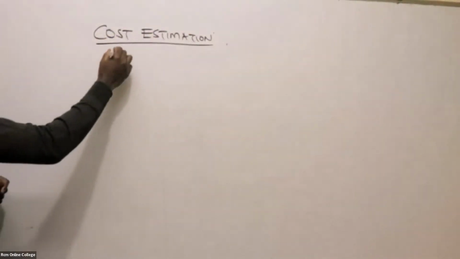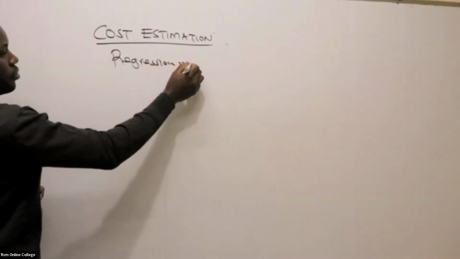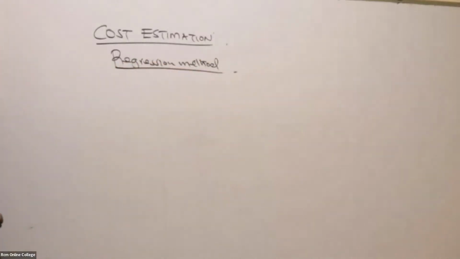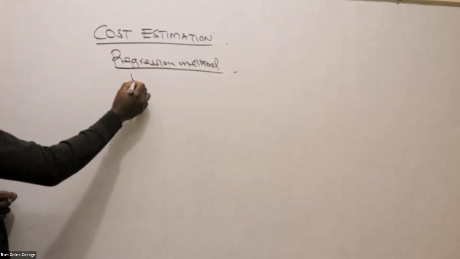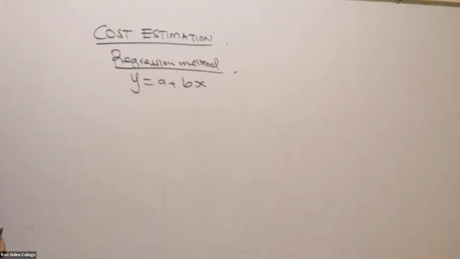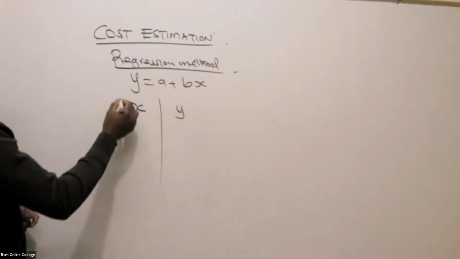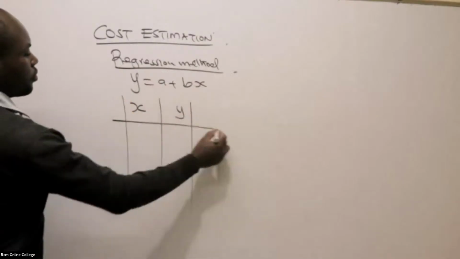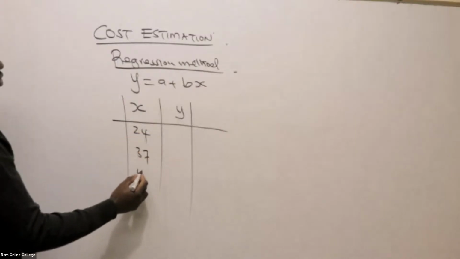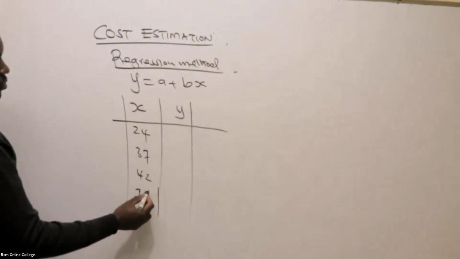And this key method called regression. Right? Now, this regression method, if you are to use it to give us cost function in the form of y is equal to a plus bx, maybe you'll be having x somewhere, you'll be having y somewhere here. Right? So maybe your x is 24, 37, 42, 75.